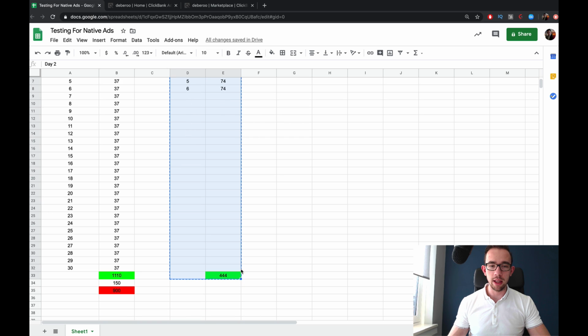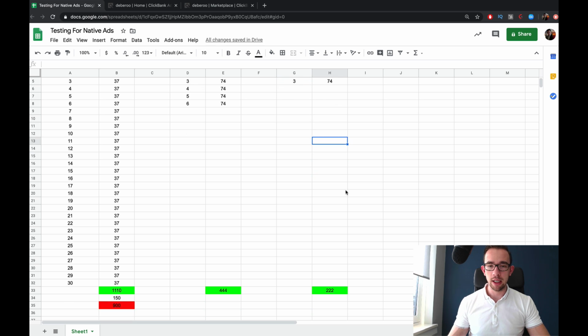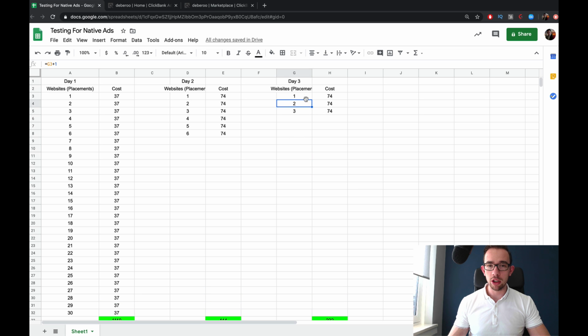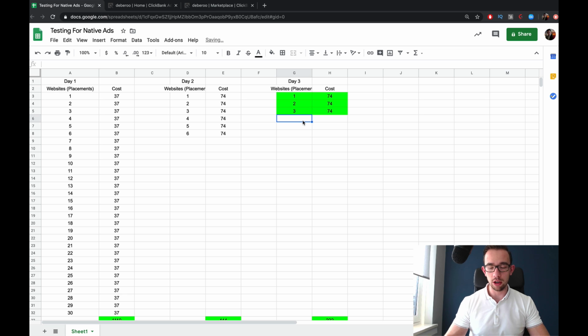So you get the idea. What happens then in 3 days, I'm left with maybe 3 placements, right? Those 3 placements are actually profitable. So these are all green, right? I have a return here of, let's say, 50% ROI. So I spend $1, I make $1.50.